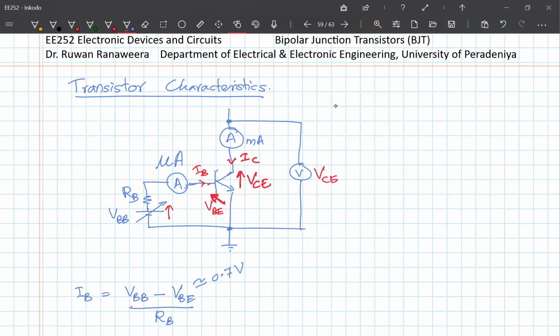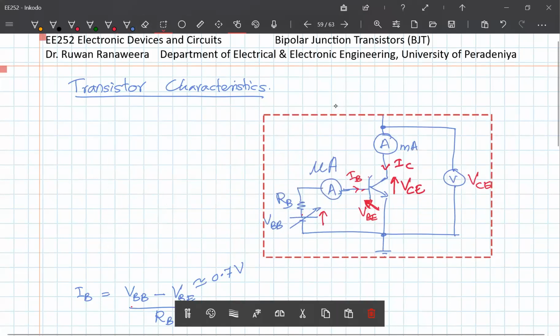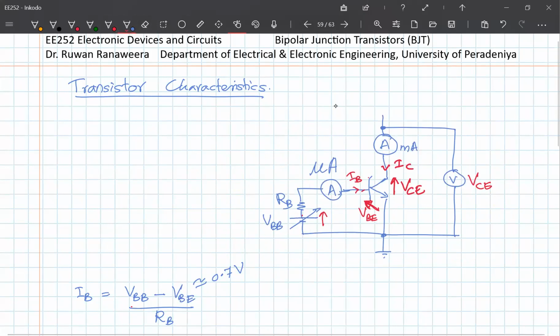Now I want to change the current here also, to see what happens. So I'm going to add a fixed resistor here, and a variable voltage VCC.